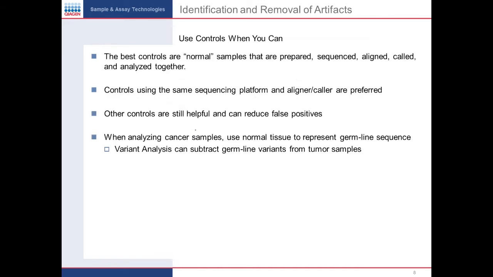One of the ways you can do that is to use controls when you can. Going back to basic scientific technique, the best controls are going to be normals that are prepared, sequenced, aligned, called, and analyzed together, taken through the whole pipeline side by side. Now, a lot of people don't do that, and in some cases I think it becomes prohibitively expensive. So another way to go is using the same platform, aligner, caller, and so on, but maybe not side by side, maybe done at a different time. That's another really good control you could use.